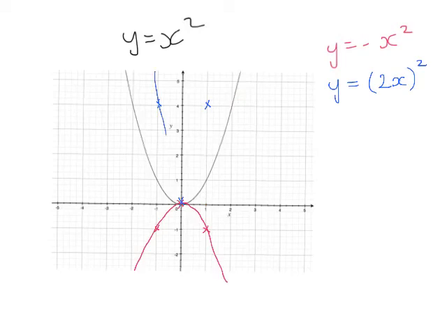So if we join these together in our quadratic shape, we can see that it looks like our quadratic has been stretched. It looks like it's been pulled up parallel to the y-axis and stretched, so it gets steeper a lot quicker than our original function y equals x squared.